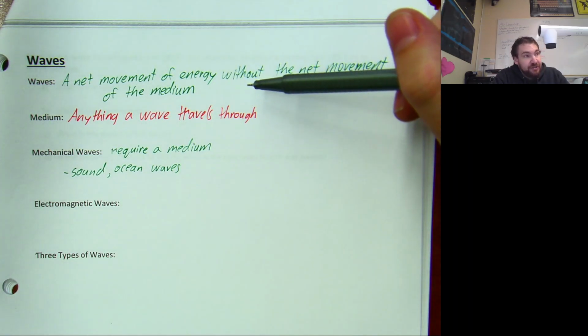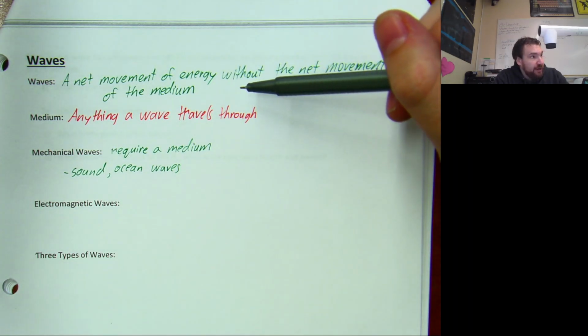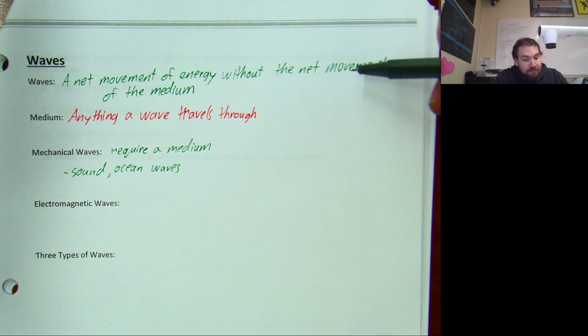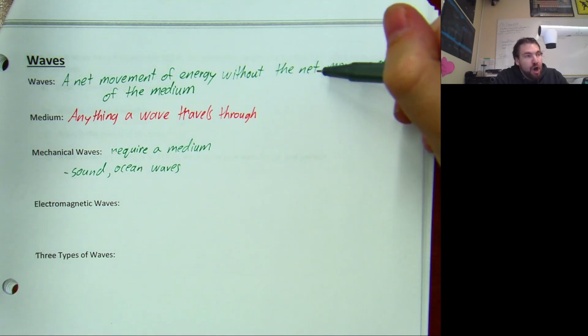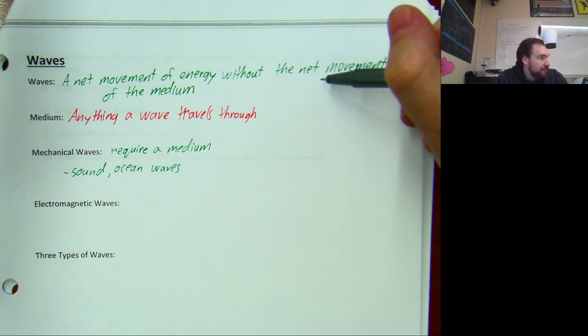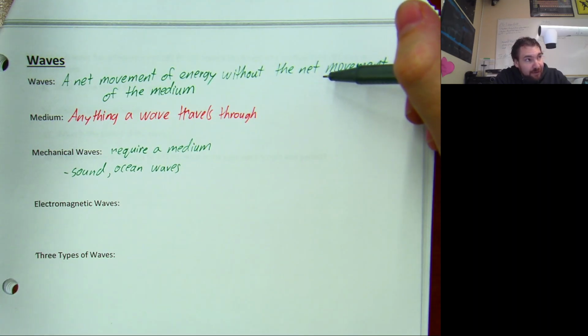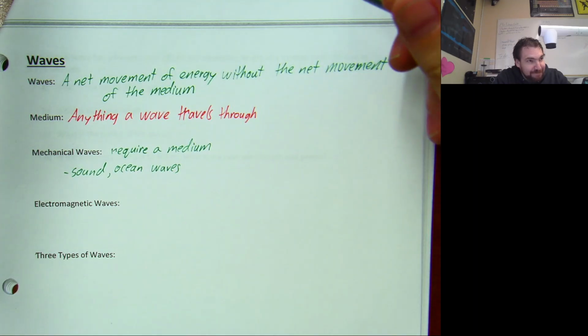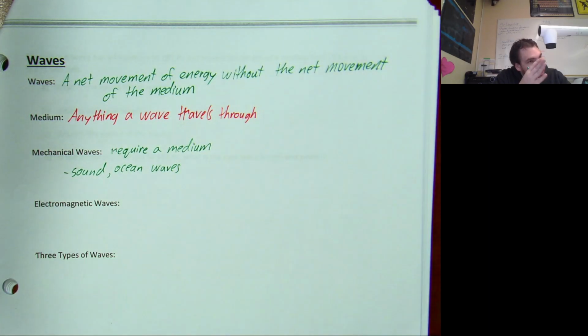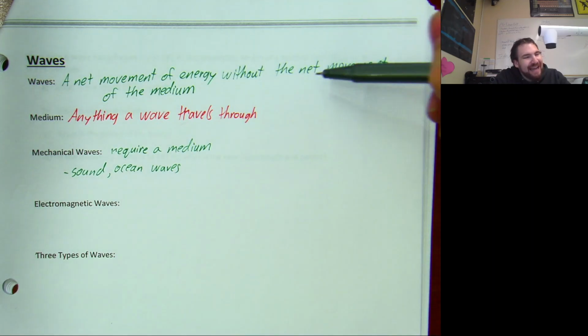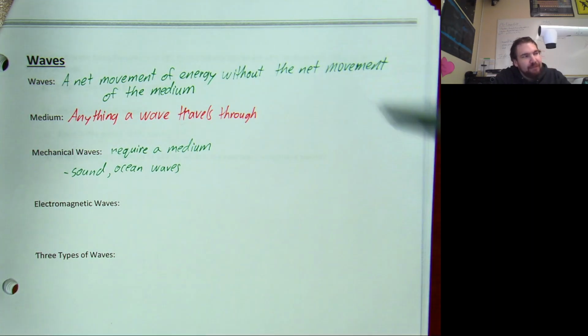That means energy is passing through the medium, and the medium could move. But if there's no net movement, what does that mean? The item that it's traveling through doesn't actually move. But that's not true because we know we can watch the water move. So what does it mean if there's no net movement? So there is movement, but there's no net movement. What does that mean, Manuel?